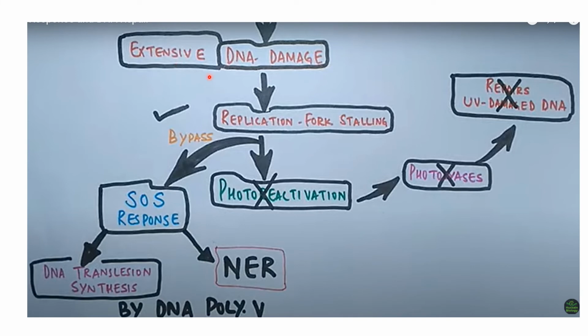So, whenever there is extensive or severe DNA damage, the replication fork will stop. That is, it does not undergo further replication, and it may initiate photoreactivation or removal of the damaged DNA. But because of extensive or severe damage to DNA, it has to bypass this process and it initiates SOS response. This SOS response in turn activates the DNA translesion synthesis, or it may undergo nucleotide excision repair, and the enzyme which is used here is DNA polymerase 5.